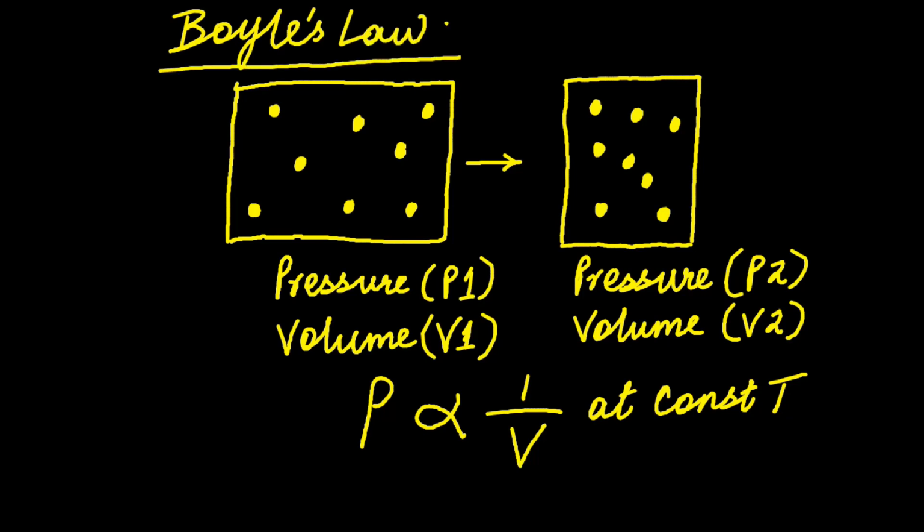Now, mathematically, there's a formula which says P1 into V1 is equal to P2 into V2. In the questions that they give you, they will give you pressure 1, volume 1, pressure 2, and they'll ask you to find volume 2. 3 values will be given. You have to find the 4th value.